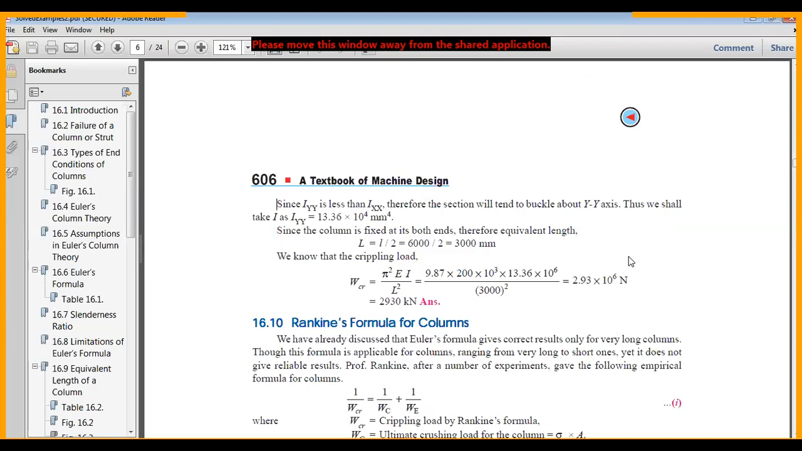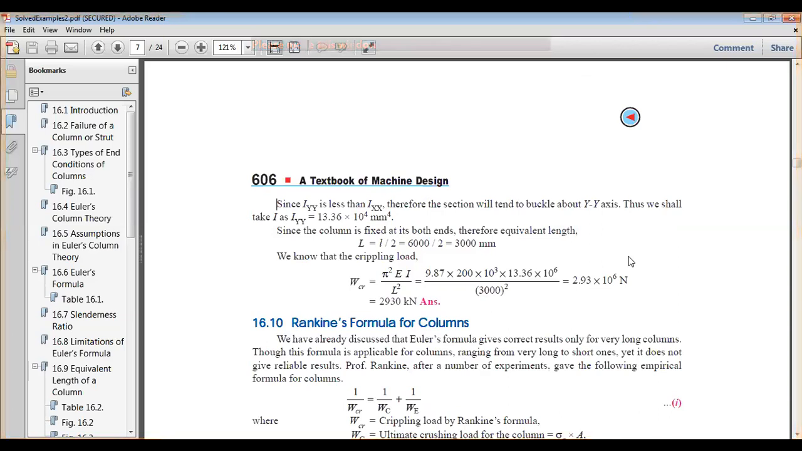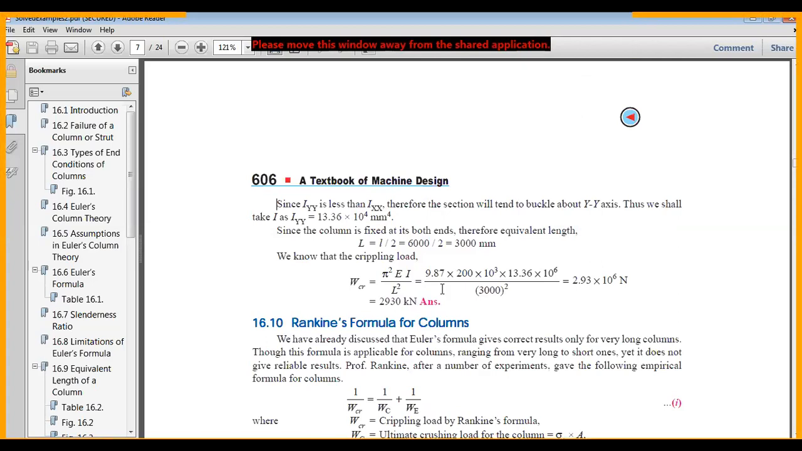So substituting these values, we have L equals L by 2, since both ends are fixed. So we'll have the equivalent length as the original length divided by 2. So this is the way of finding the crippling load. Substituting the values, we'll be getting 2,930 kilonewtons. So this was how to calculate the crippling load by Euler's formula.